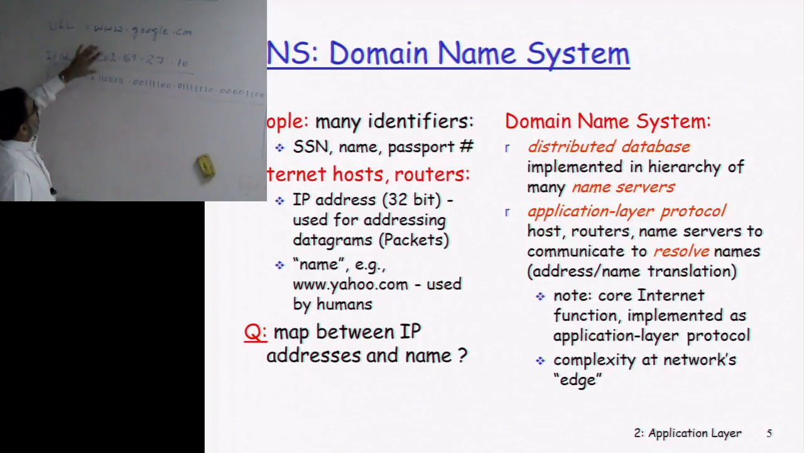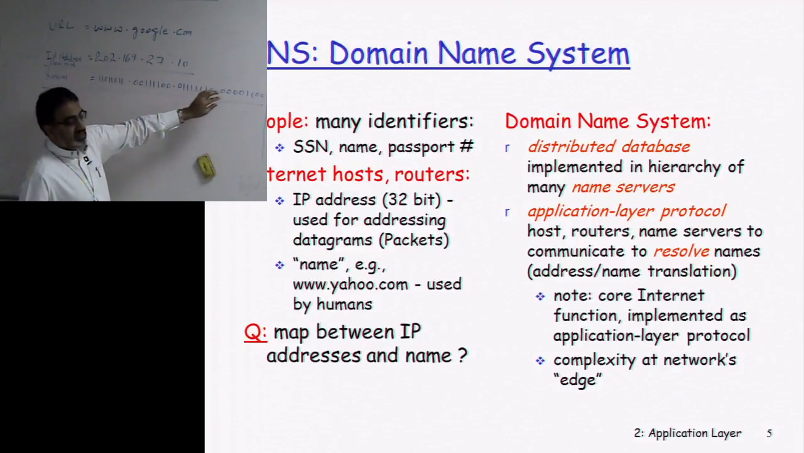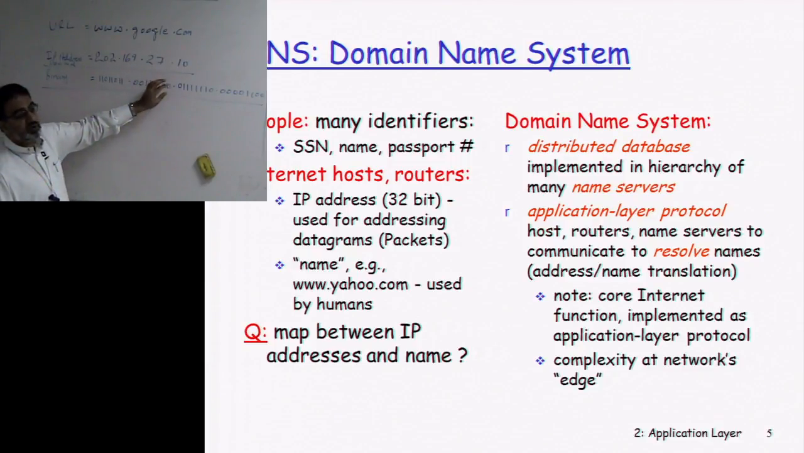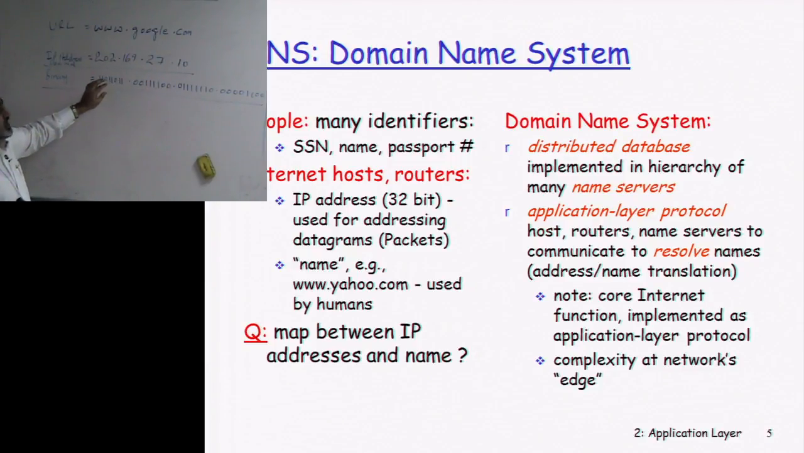If you give a name, it will give you the IP address. If you give an IP address, it will give you the name. Forward mapping or reverse mapping. Forward lookup or reverse lookup. Forward lookup means if you give a name, it will look up the IP and give you the IP. A reverse lookup means if you give the IP address, it will give you the URL or name.